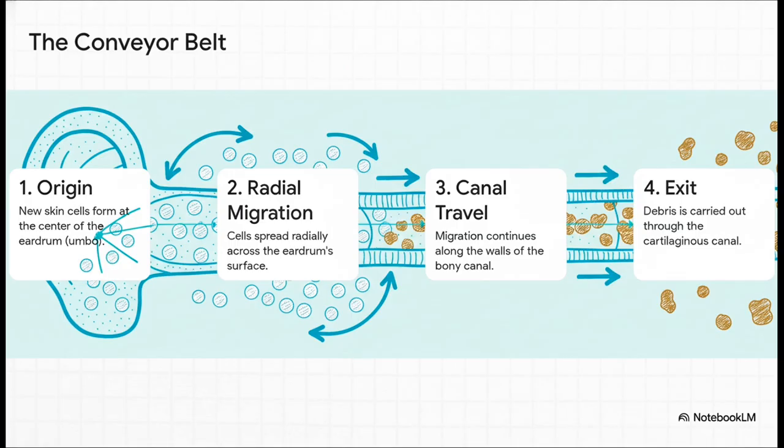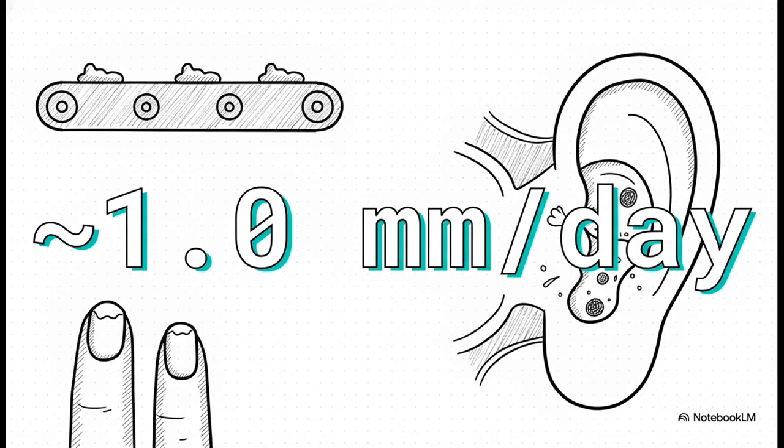It's incredible. And get this, the speed of this thing is about 1 millimeter per day. Now, to give you some perspective, that's almost exactly the same rate that your fingernails grow. So think about that. Your ear canal isn't just a passive tube, it is constantly and actively cleaning itself out day in and day out.